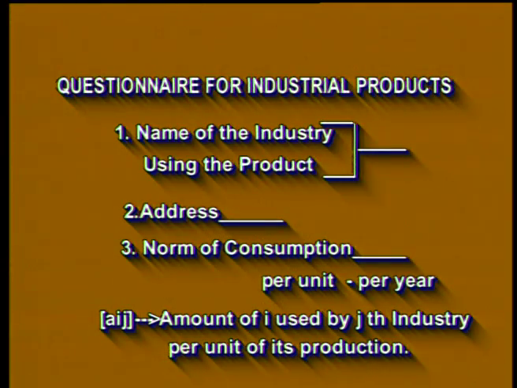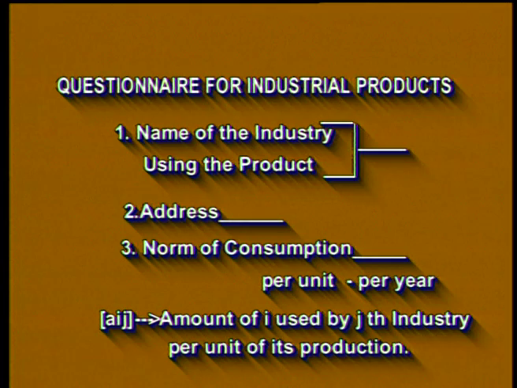Now let us turn to the questionnaire for industrial products. The first question will be the name of the industry using this product. The next question will be the address of the industry. That is very important. You must note down the address while doing the survey.